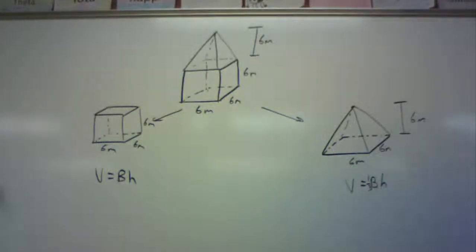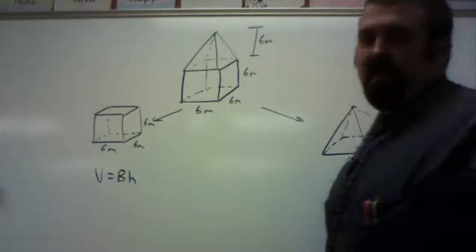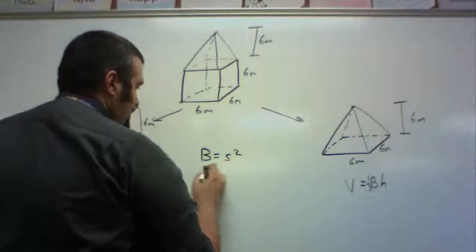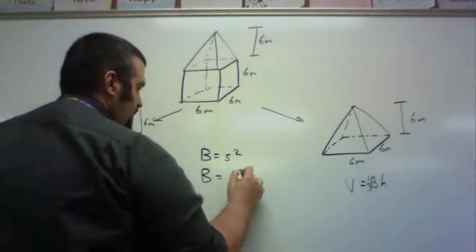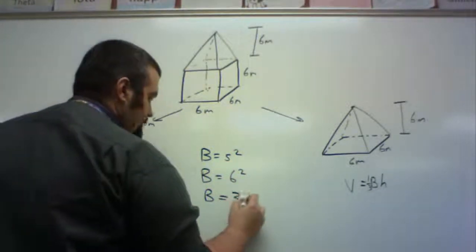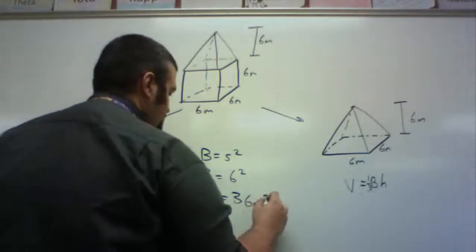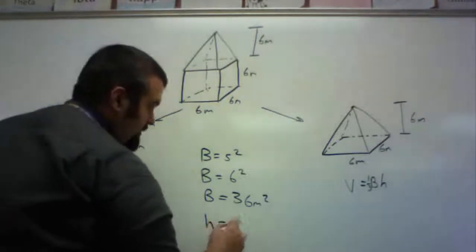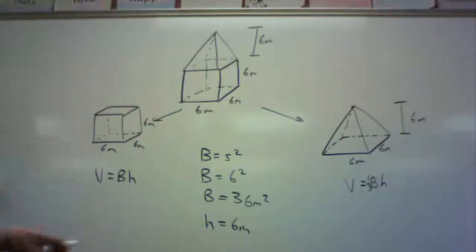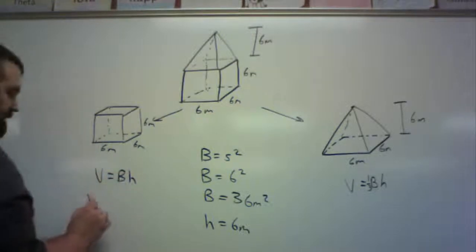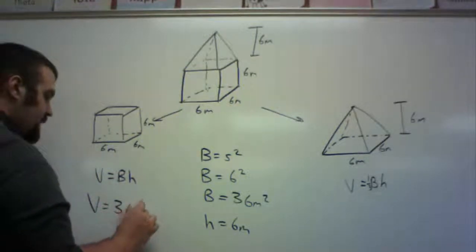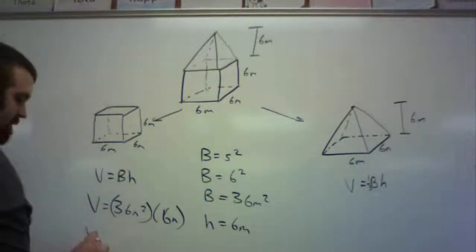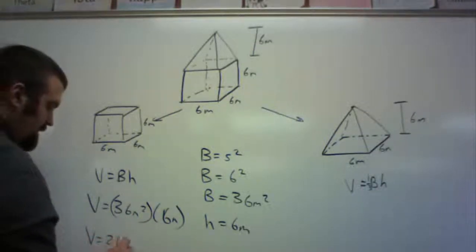And what I notice is that they both have the same base area. It's a square. The base area is the side squared, so base equals 6 squared, where the base area for both of them is 36 meters squared. I also know that the height for both of them is 6 meters. So now in each equation, when I plug it in, the volume equals 36 meters squared times the height, 6 meters. Volume equals 216 meters cubed.